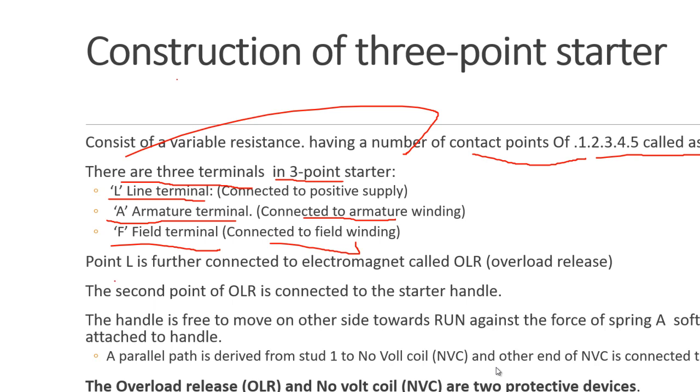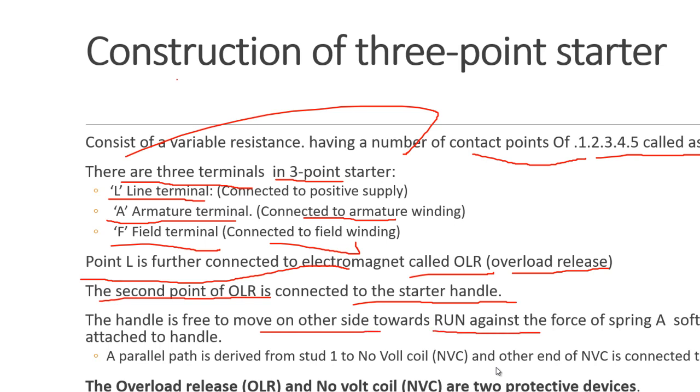The point L is further connected to the electromagnet called OLR, which is the overload release. The second point of OLR is connected to the starter handle. The handle is free to move on the other side towards run against the force of a spring. A soft iron piece is attached to the handle.